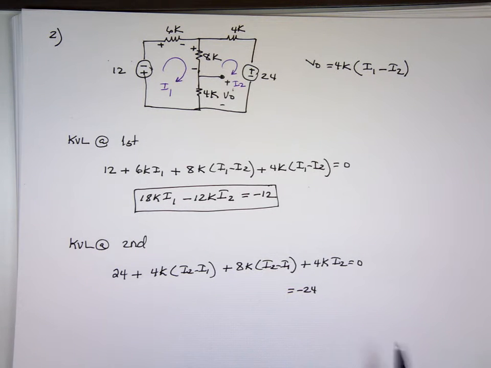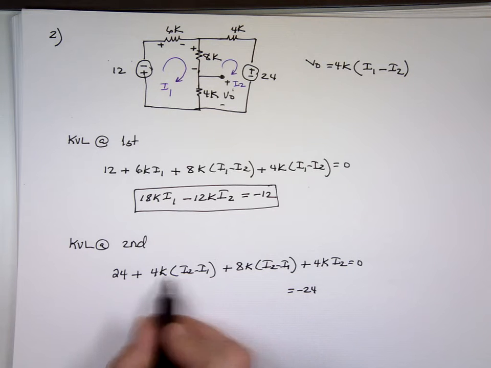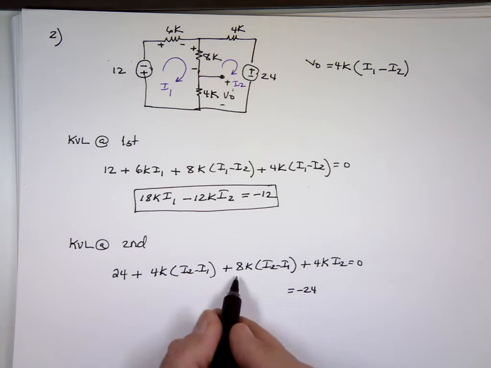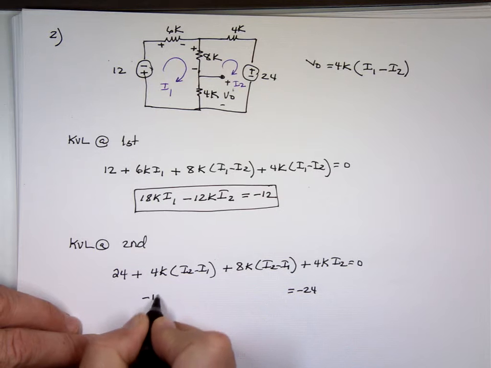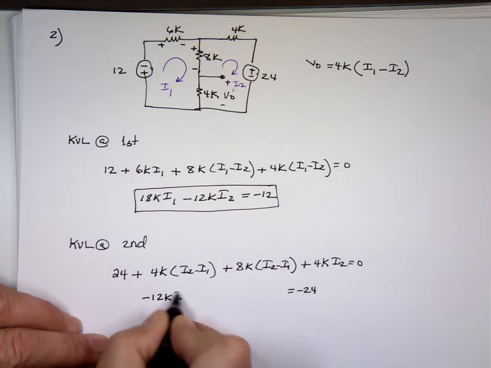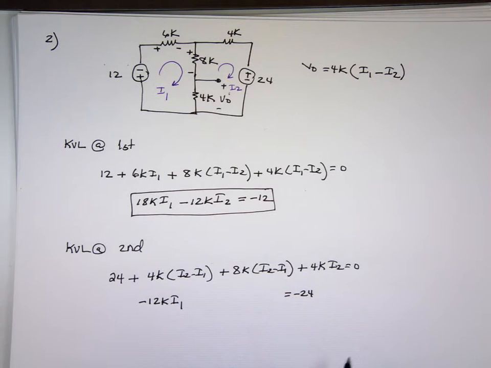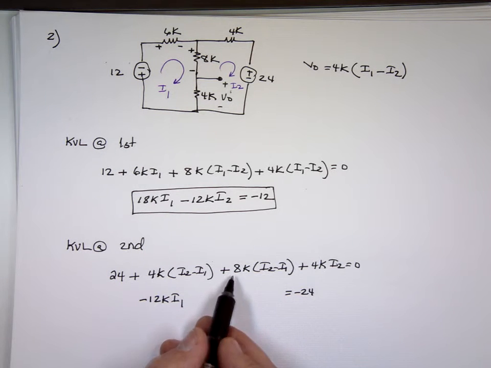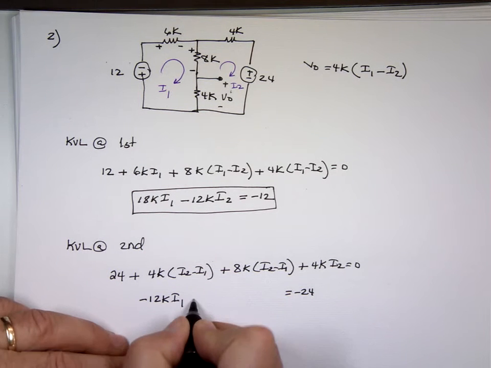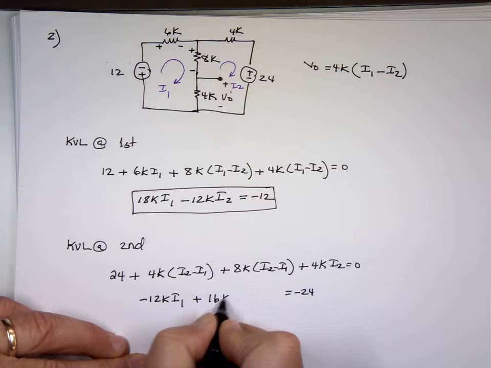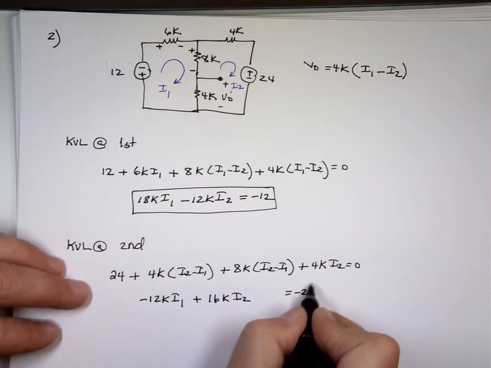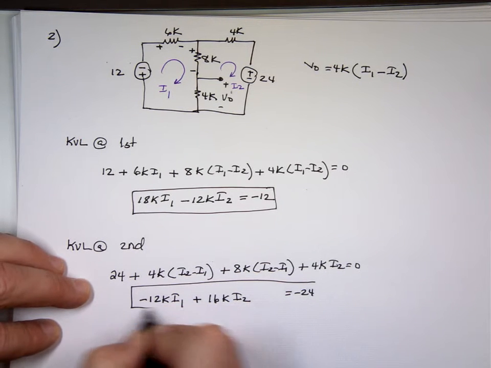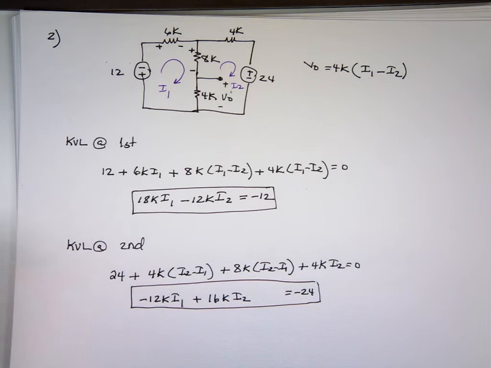Let's see what we have for I sub 1. 4 and 8, 12, right? That's negative 12K I sub 1. What about I sub 2? 4, 8, and 4. Is that 16? And that's my equation 2. Again, two equations by two unknowns.